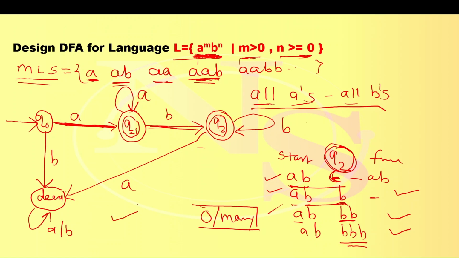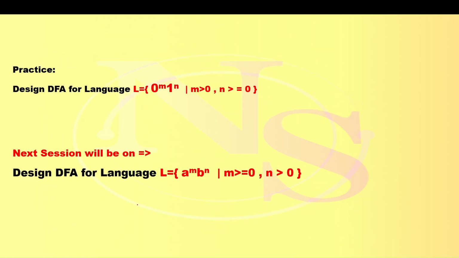And this is our final answer for the given language. You can practice similar kinds of examples where sigma contains 0, 1. In the next session we will learn a similar kind of example, but the condition will be different.